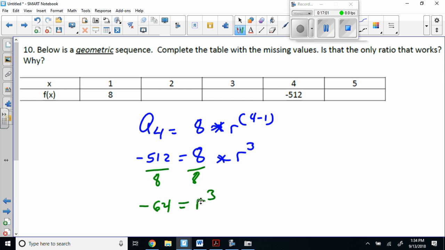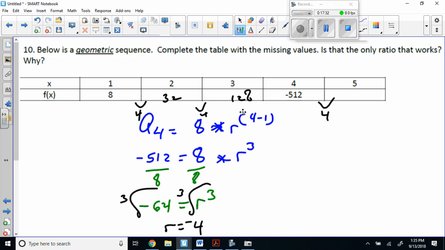How do you get rid of something cubed? You cube root it. Rubik's Cube. What's that? 4. Oh my gosh, it's negative 4. Why is it negative 4, not positive 4?